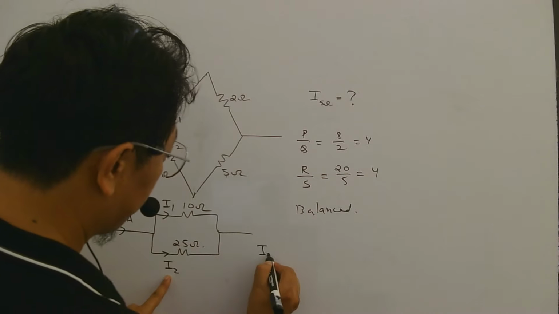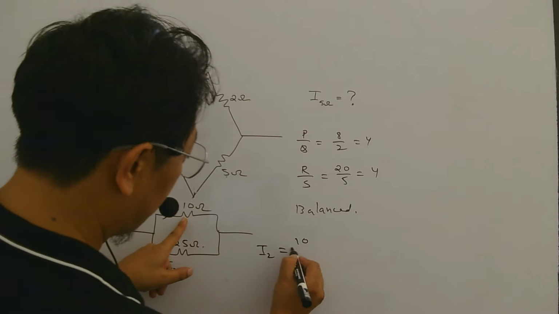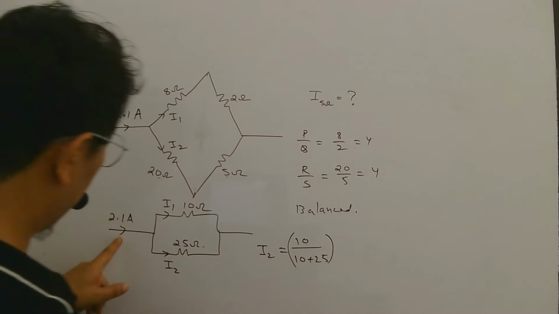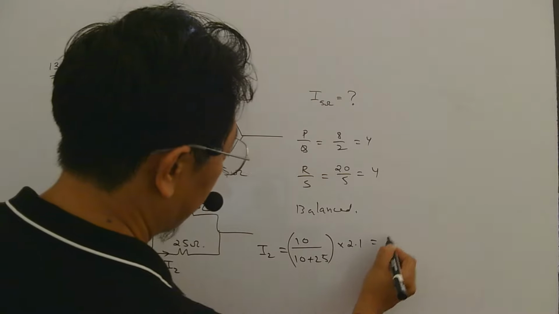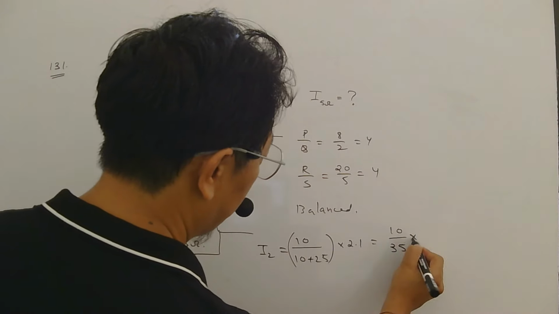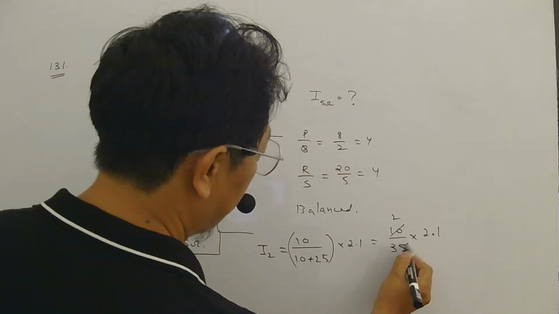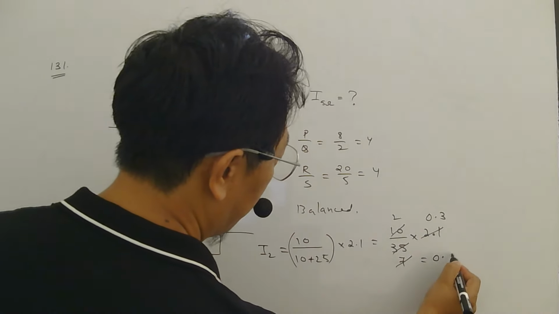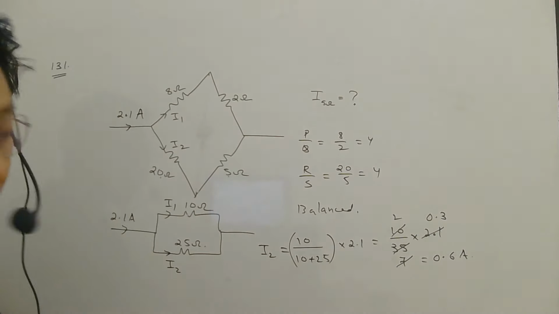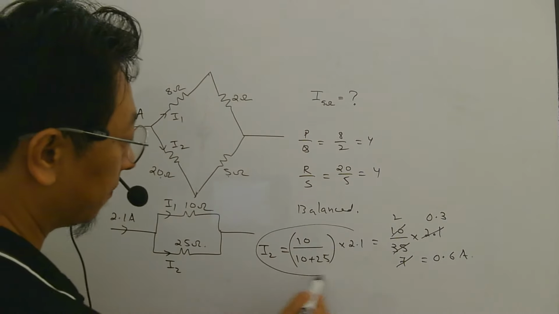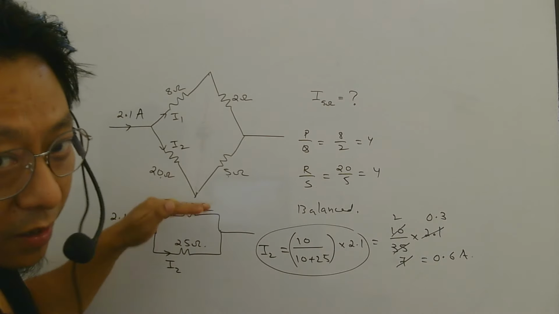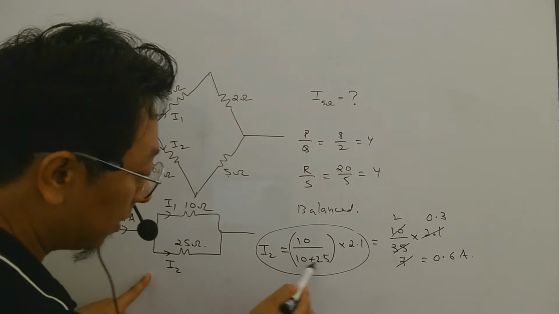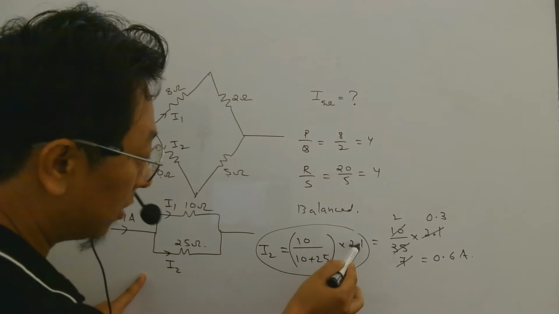So how to find I2? Resistance of opposite branch divided by total resistance into the total current. That will come 10 by 35 into 2.1. 5 2s are 5 7s are 31, 7 3s are 21, so 0.6 ampere. So this branch rule is very important. Whenever you have two resistances in parallel, current in one branch will be resistance of opposite branch divided by sum of the resistances into the main current.